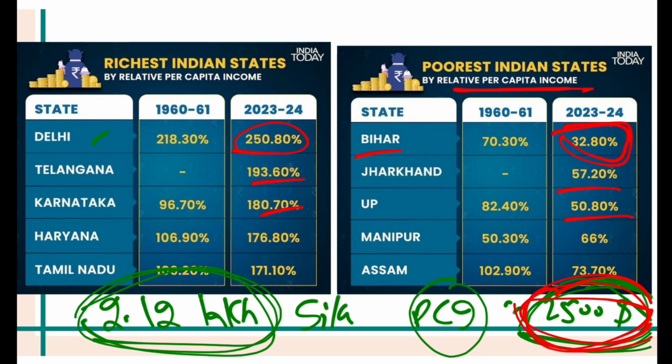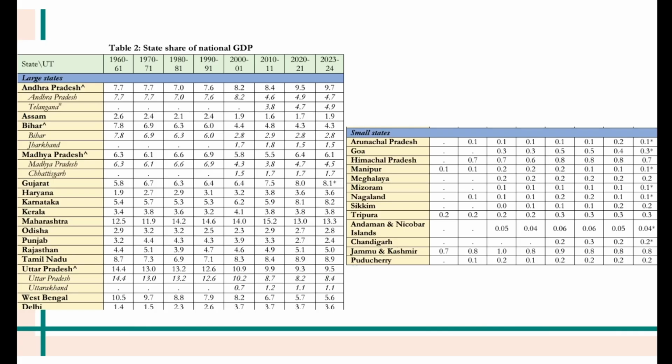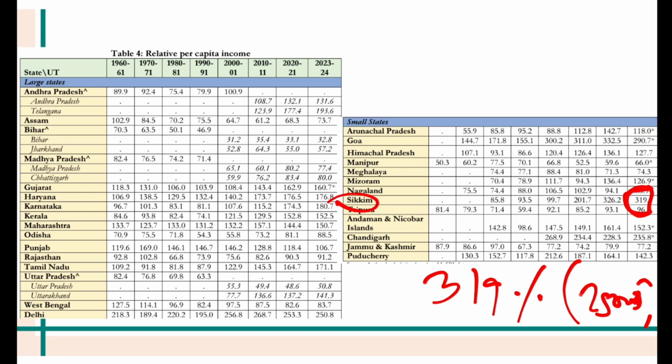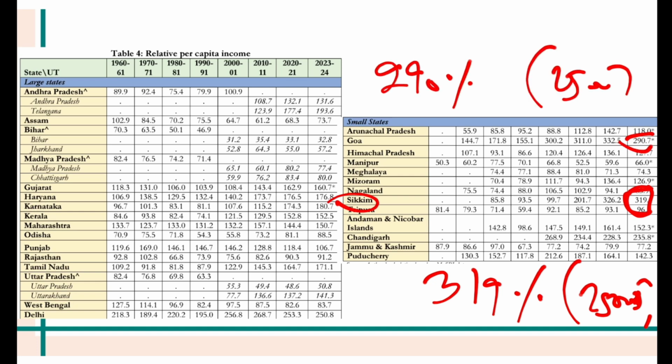Now in one line, which is the richest state of India? Here, this is the official table. You can see Sikkim is the richest state of India. How can I say that Sikkim is the richest? Well, I'll show you the data. Look at Sikkim. The per capita income is 319% of the national average, which is $2,500. So Sikkim is the richest state of India. Which is the second richest? Goa. 290% of the national average is the per capita income in Goa. These are the two richest states of India.